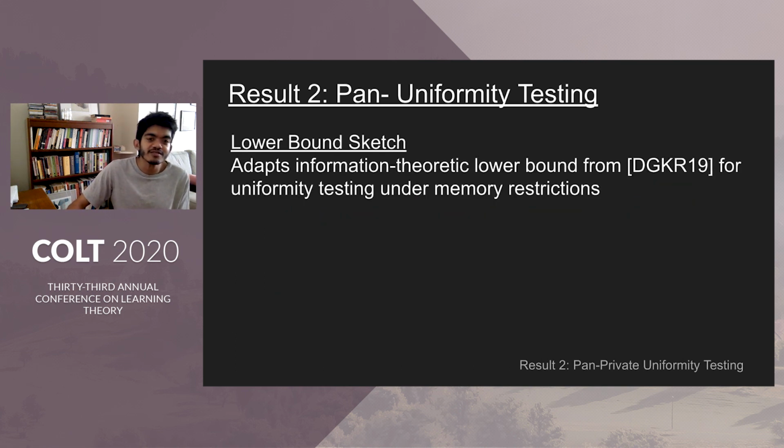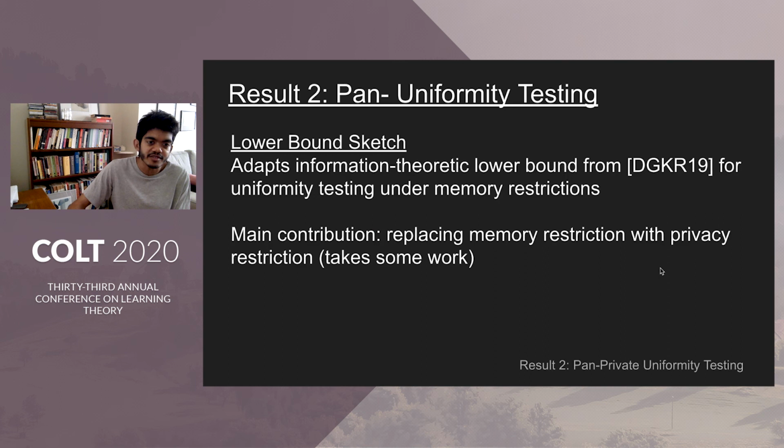Our lower bound, I'll just say that we adapt an information theoretic lower bound for uniformity testing under memory restrictions. And the main contribution is replacing this memory restriction with a privacy restriction.